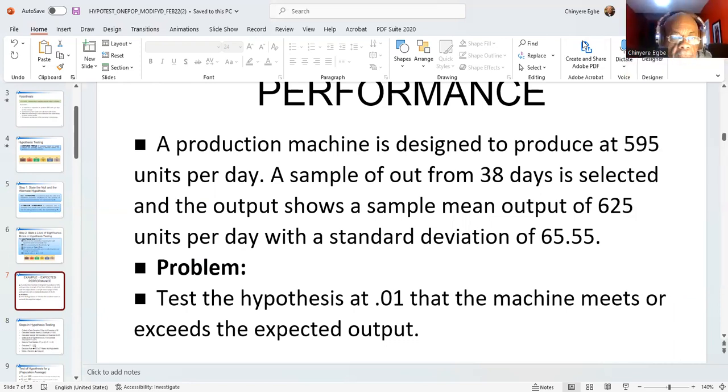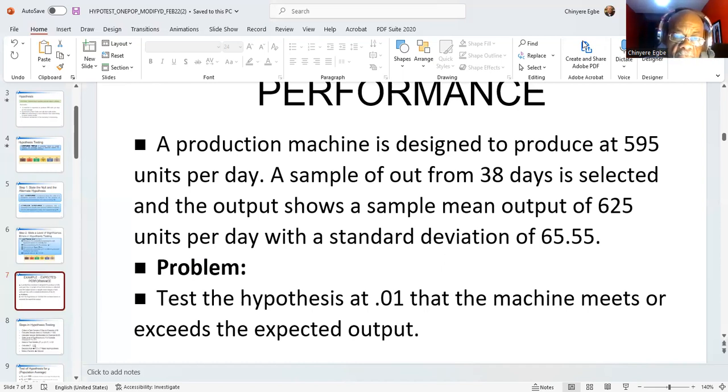All right, I'm going to do an example here. A machine is designed to produce 595 units per day. And so what you do in testing a hypothesis is to take a sample of daily productions. So you take a sample today, you take a sample for 35, 40, 50, 60 different days. And each day you take a note of how many units were produced.